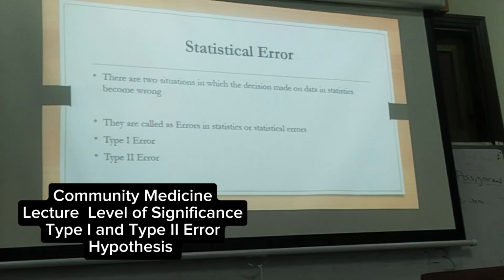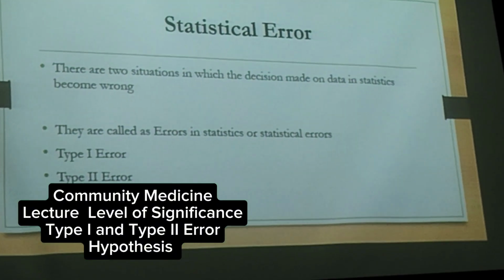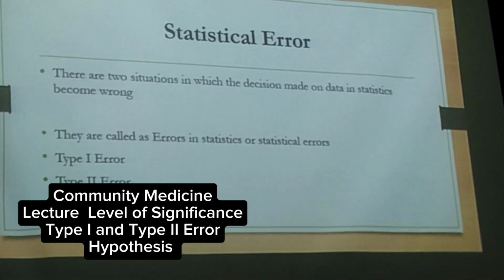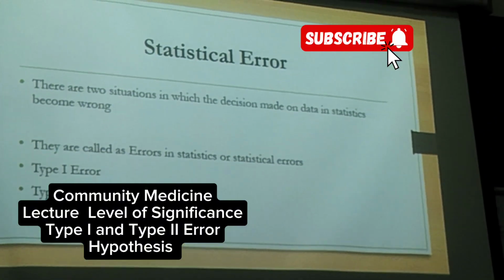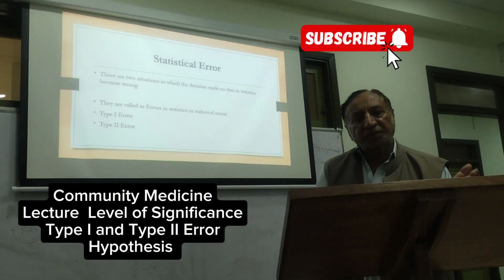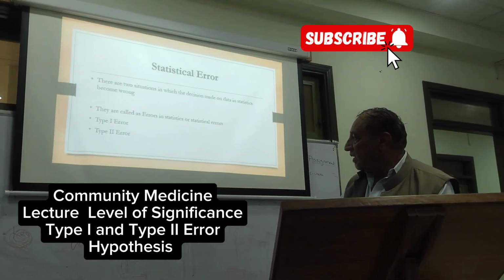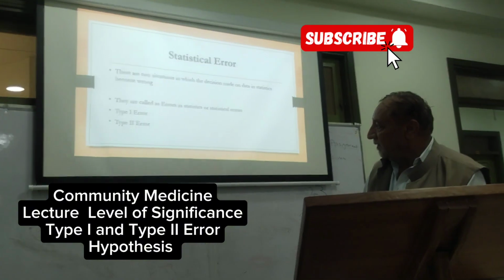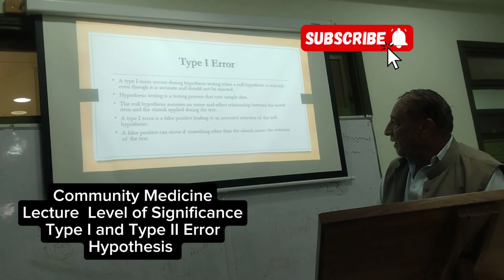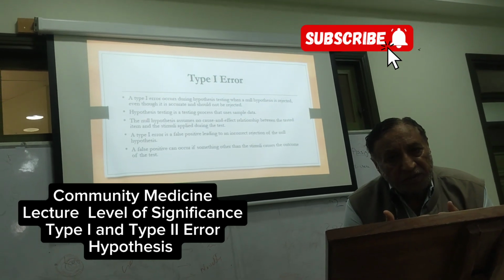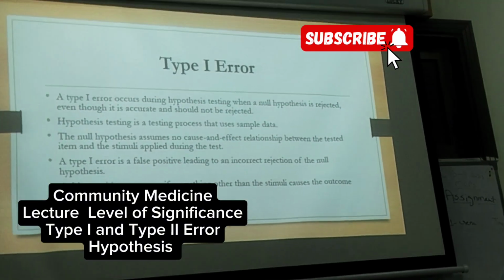Coming to the next slide. There are two situations in which a decision made on the data in statistics becomes wrong. These are called errors in statistics, or statistical errors. These are basically calculation errors. If the data collection methods and even the analysis are not properly done, then you can have these types of errors, type 1 error and type 2 error. Type 1 error is when the null hypothesis is true and you are rejecting it. That is type 1 error.